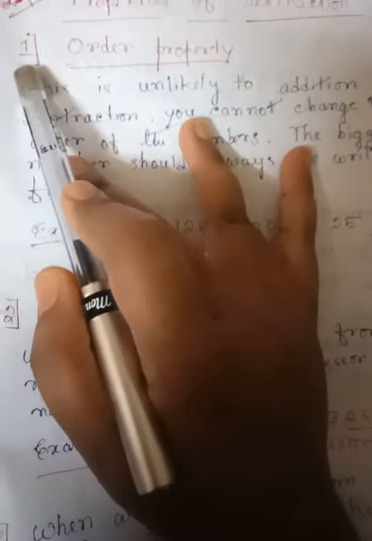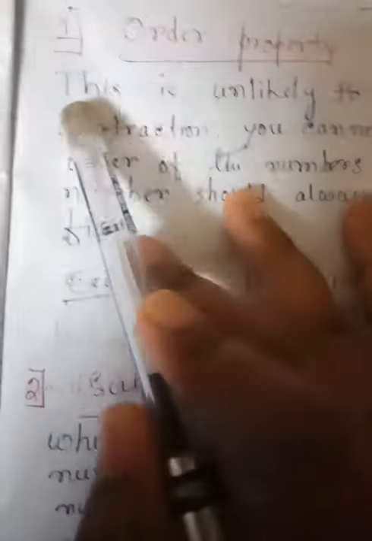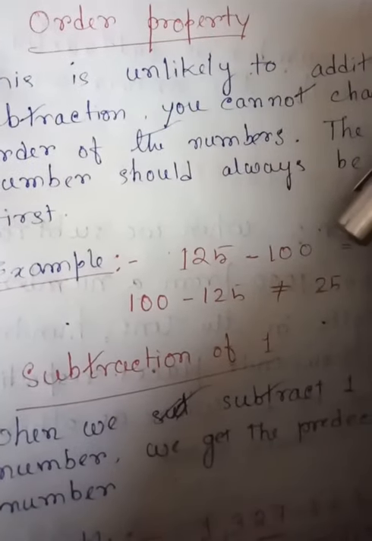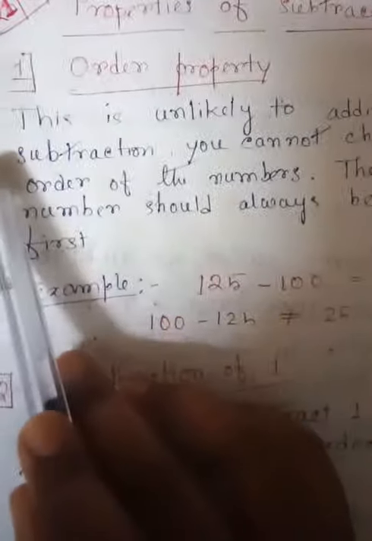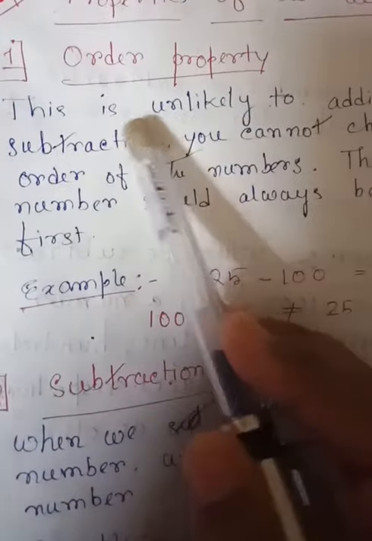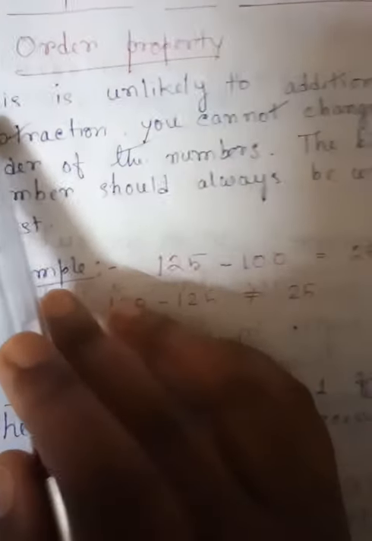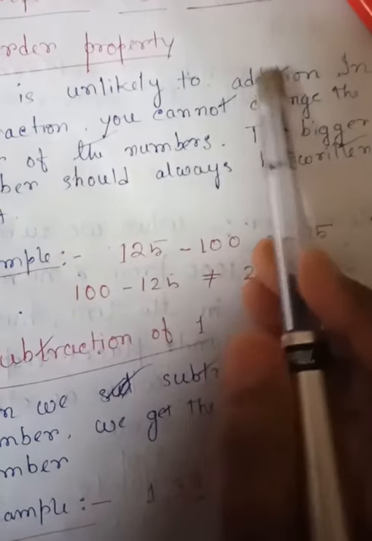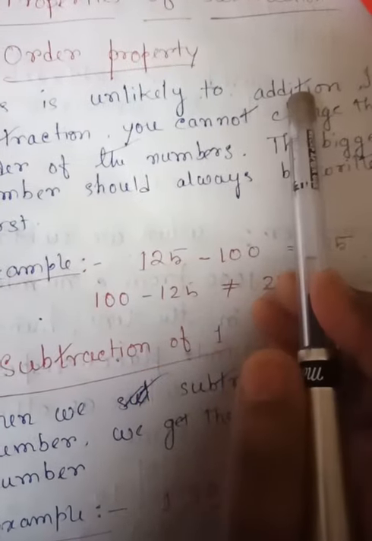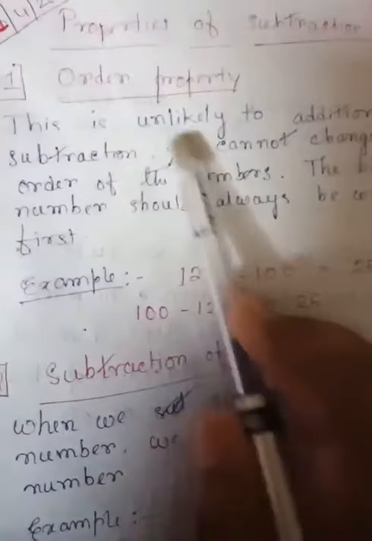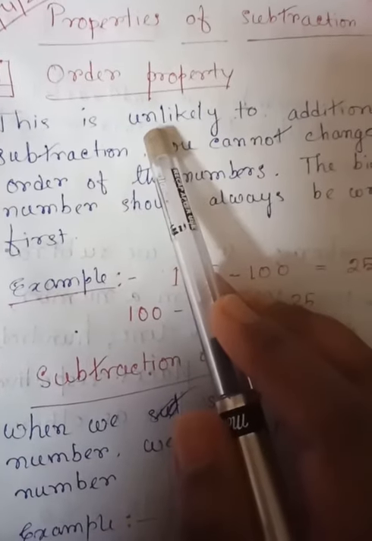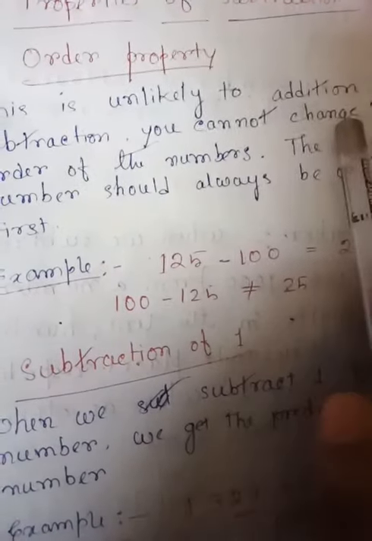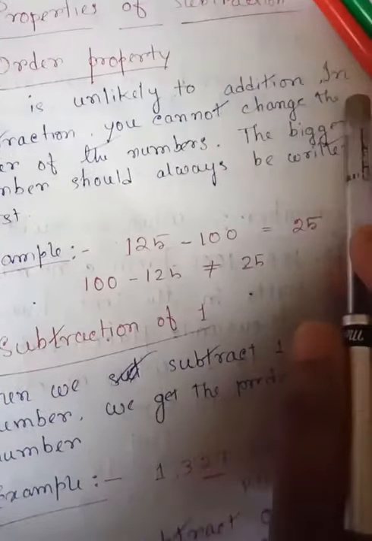See here. First one is order property. What is the order property? See, this we have already learned in our addition chapter, right? Order means arrangement of the numbers. So this is unlike addition. Why is it unlike addition? Because in addition we know that whatever the order, you can change the order, but it doesn't affect your solution or the result, right?